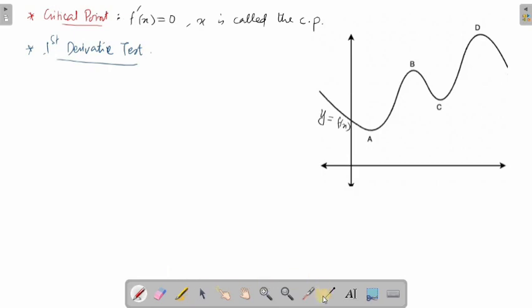First and foremost, what we need to do is consider one interval. I'm just taking a random interval. So let's consider this interval, let's say A to B. In this interval I'm going to check what is happening.